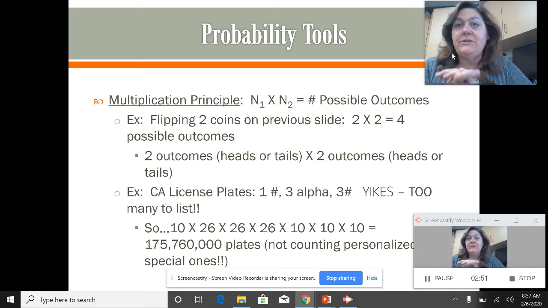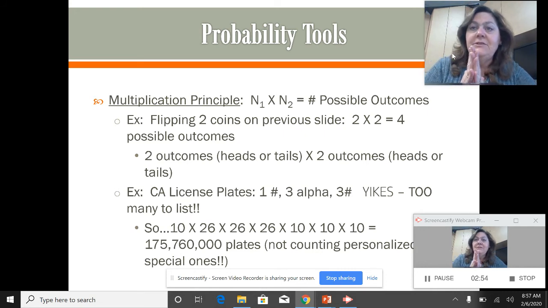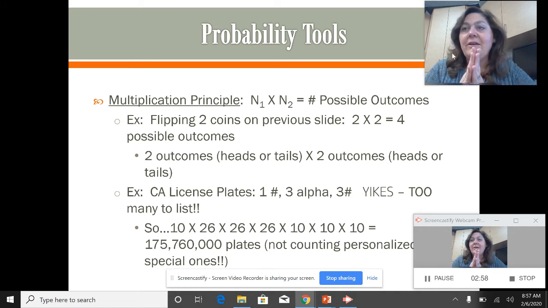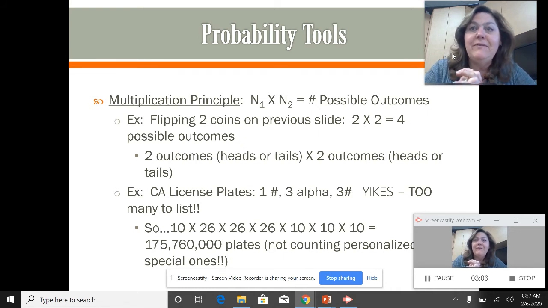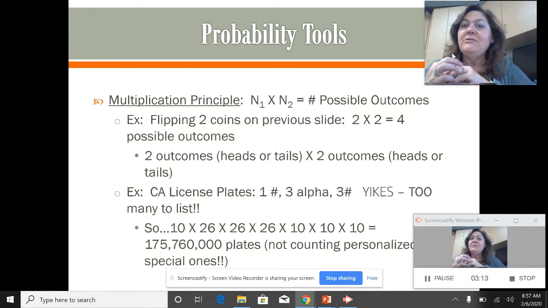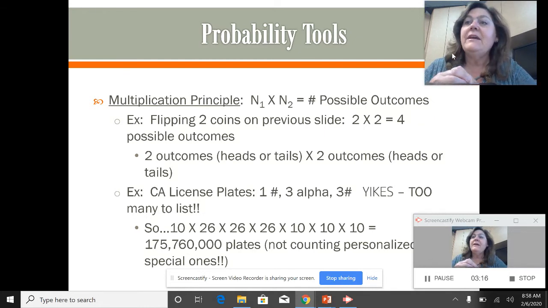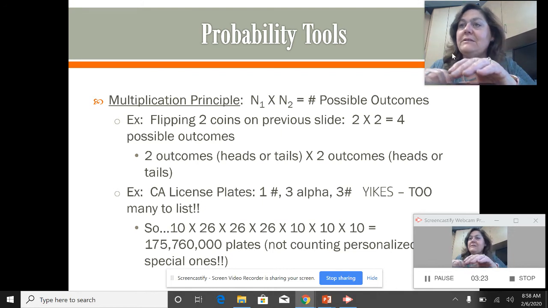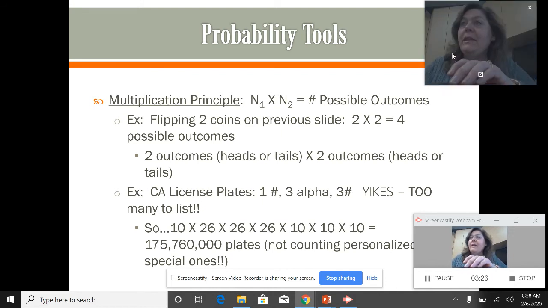10 possible number digits, right? From 0 to 9. So that's 10 digits times 26 letters times 26 letters times 26 possibilities for another letter, because you can have repeats in plates, and then 10, 10, 10 for the last 3 digits. When you multiply all that out, you get 175,760,000 plates possible in California that you can use. Now, of course, this is not counting all the special ones, and because California grew so fast, that's why they've had to go to some specialized ones to try and not keep extending our license plates forever.